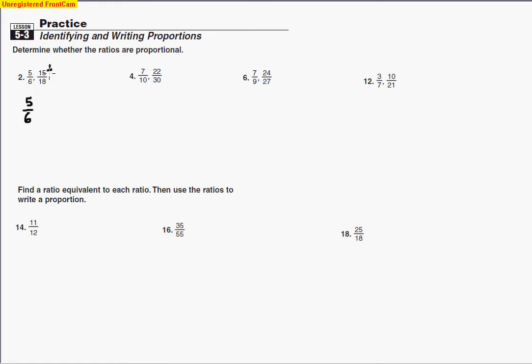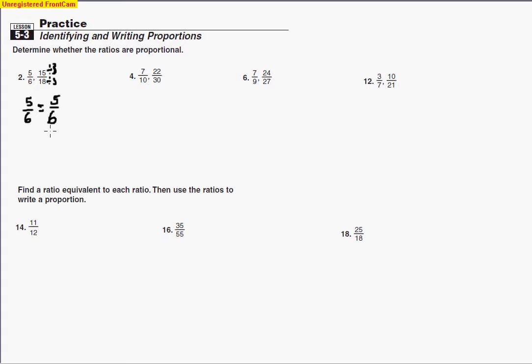If I take out a common factor of 3, let's take out 3. What we're left with is 15 divided by 3 makes 5. And 18 divided by 3 makes 6. And those two fractions are exactly the same. So what that means is that they are proportional.